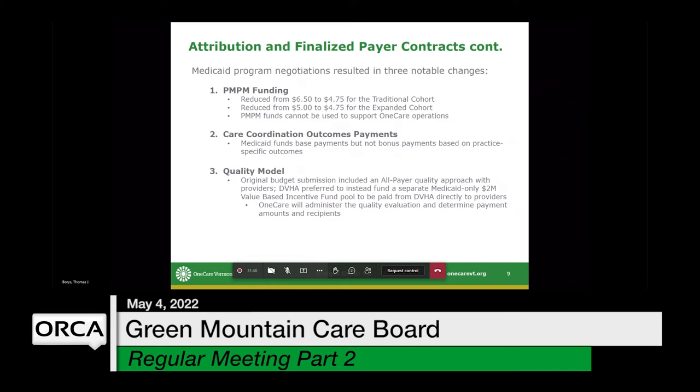As a result of the negotiations, though, there remains a separate Medicaid-only $2 million value-based incentive fund pool that, as I said before, is paid by DVHA directly to the provider, so it never flows through OneCare. We are going to remain as the administrative entity for the program. The quality evaluation determined payment amounts and recipients, but those payments will be paid directly by DVHA.